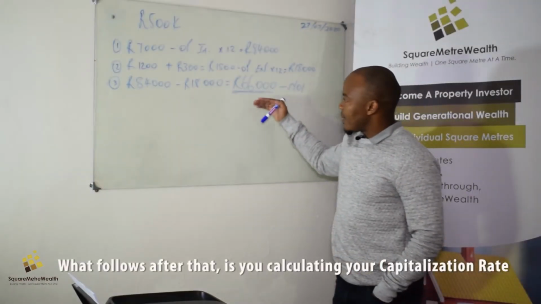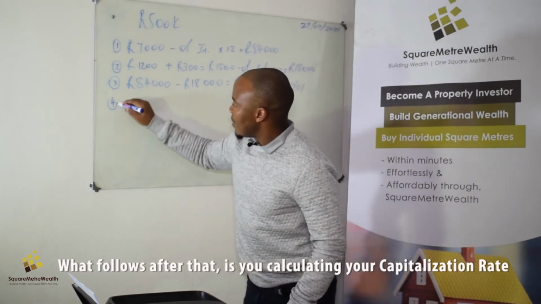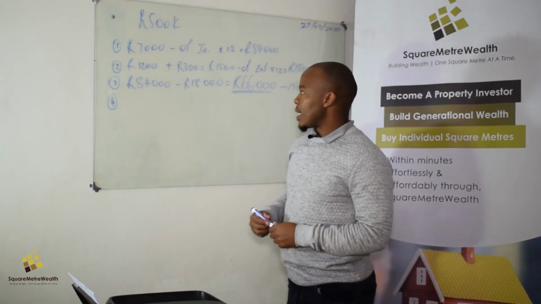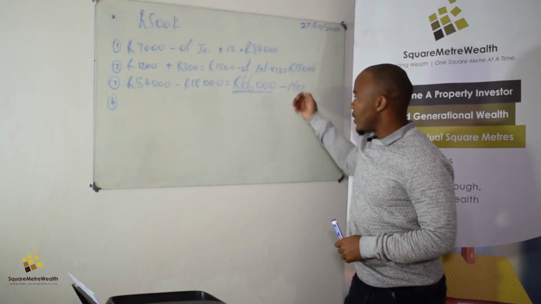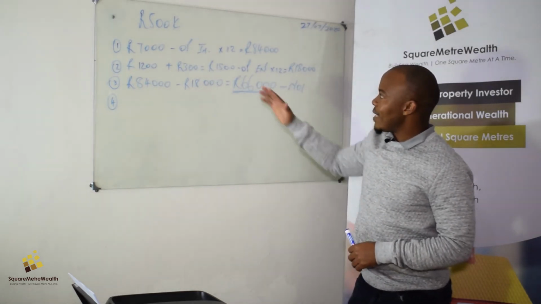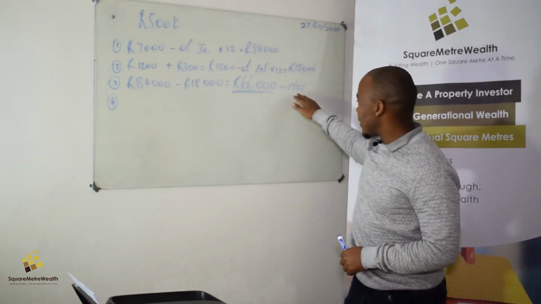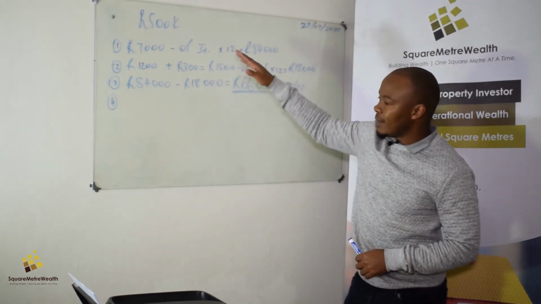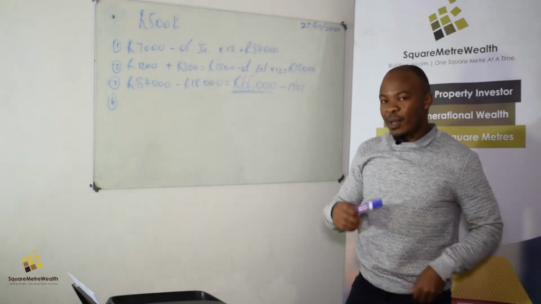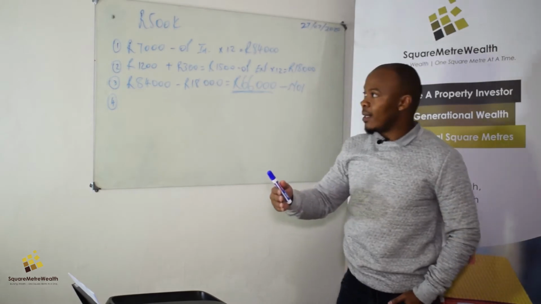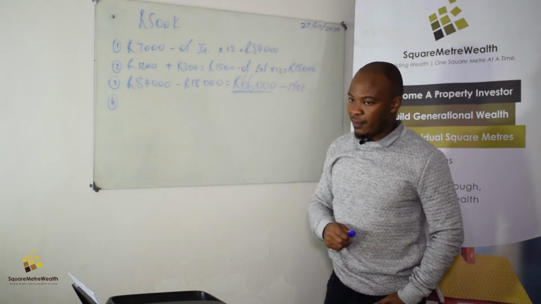What follows after that is you calculating your cap rate. Now, based on this asking price and this net operating income, assuming that you buy this property at that amount and this property generates that, you can calculate the actual cap rate. And what it basically tells you is what you will earn based on an all cash purchase of this property.